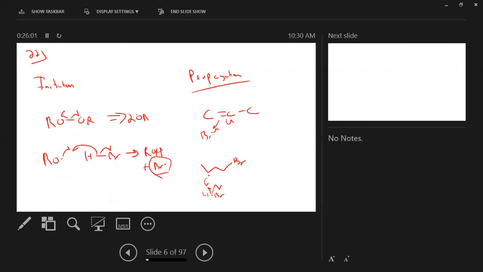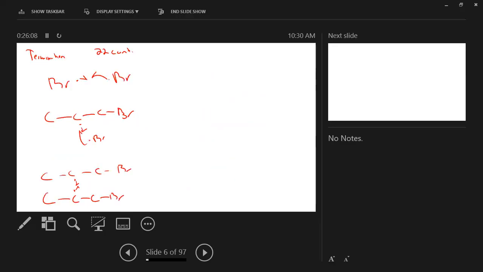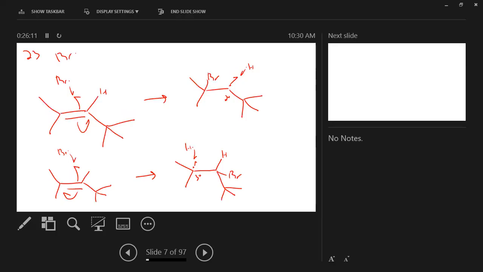Because if you recall, there will be some hydrogen radicals out there too. That's why we can do this. So these are your two products. I'm going to put a 1 by this, your major product. Here's your minor. And why is it major? Because you have a tertiary versus a secondary.